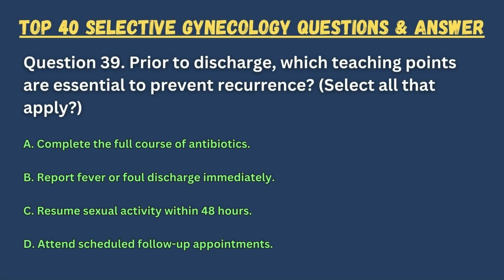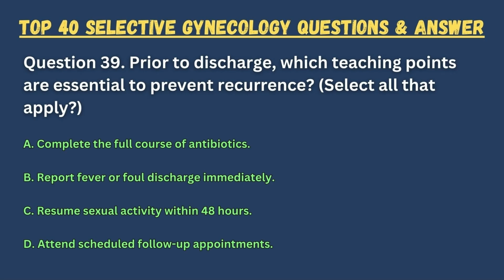Question 39. Prior to discharge, which teaching points are essential to prevent recurrence? Select all that apply. A. Complete the full course of antibiotics. B. Report fever or foul discharge immediately. C. Resume sexual activity within 48 hours.